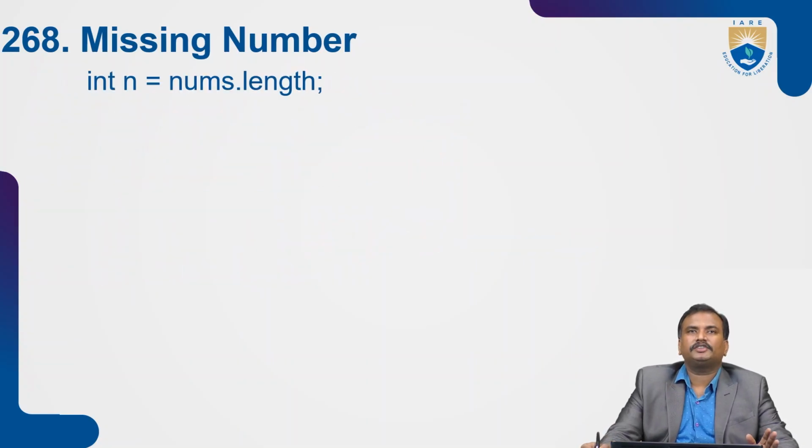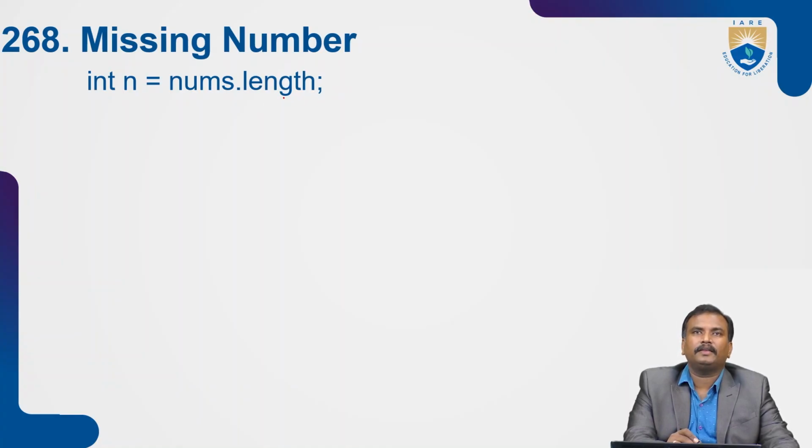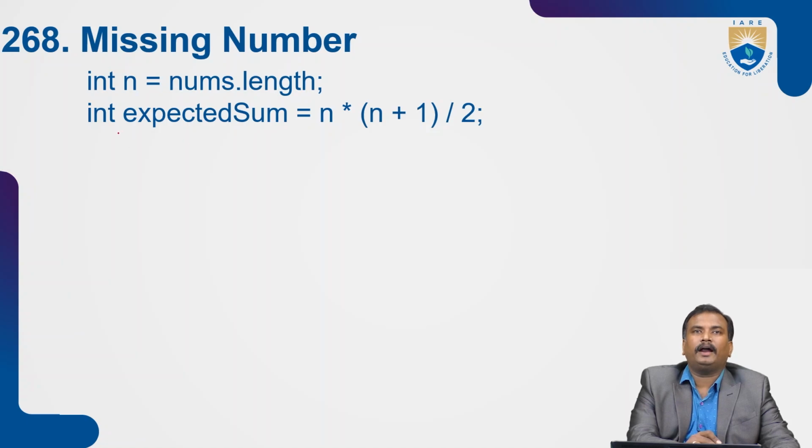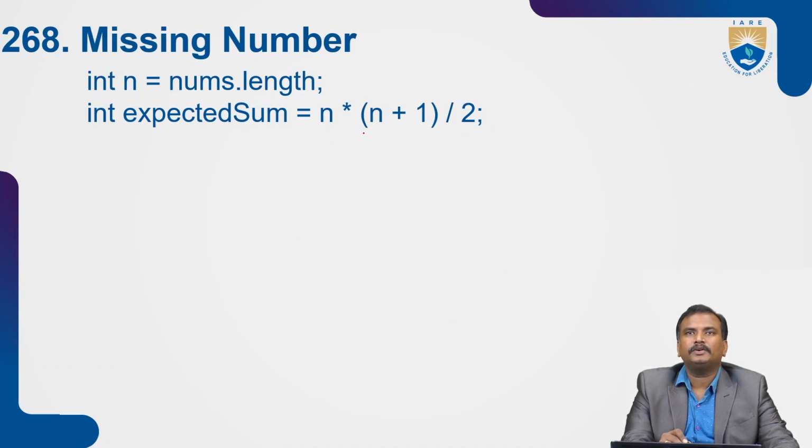And first, initialization of n. Int n is equals to nums dot length. That is, we are calculating the length of the array. And now we are taking another variable int expected sum is equals to n into n plus 1 by 2. This is our expected sum.